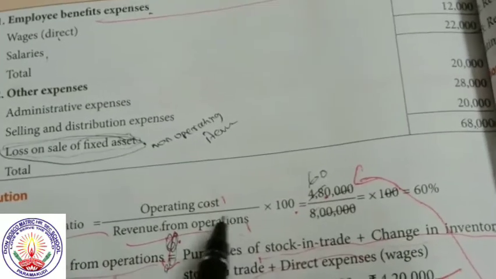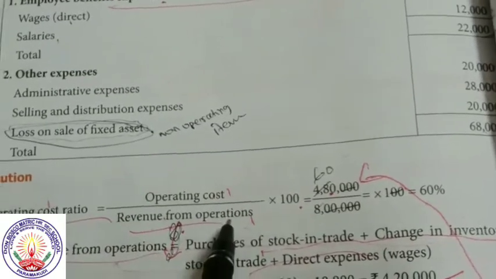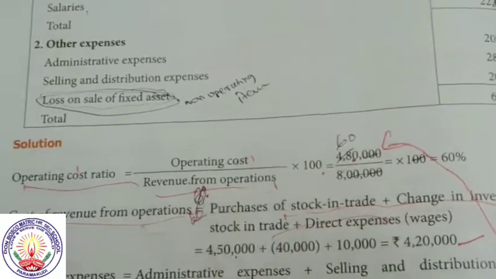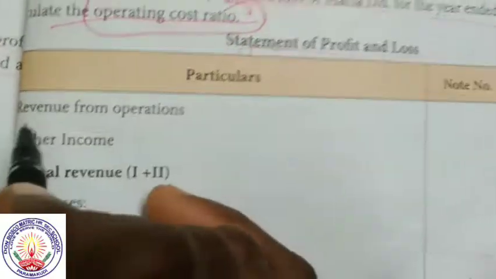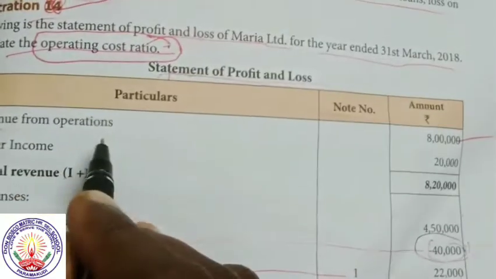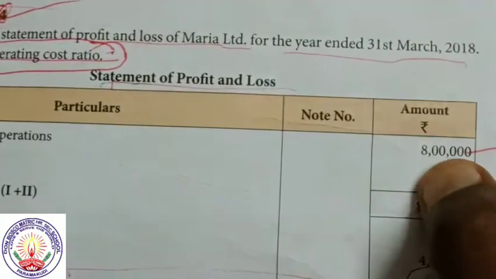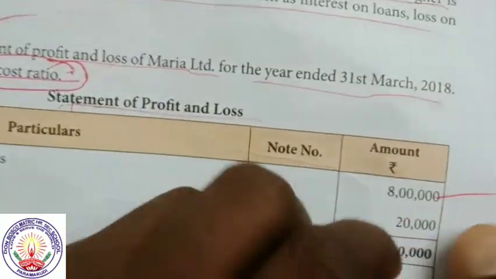First of all, decide the revenue from operations. Revenue from operations is directly given in the question. How many rupees? The first point: revenue from operations is rupees 8 lakhs. You directly take that as the revenue from operations.